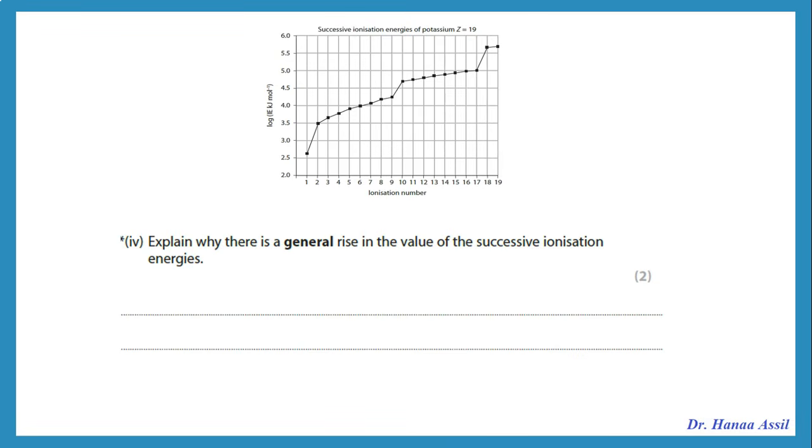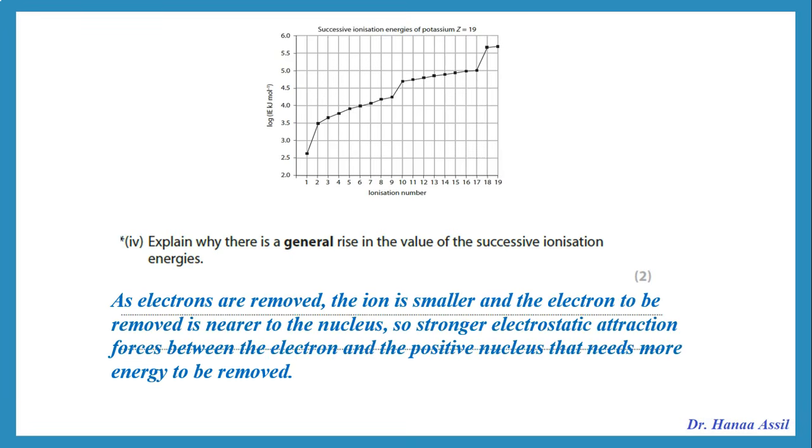Explain why there is a general rise in the value of the successive ionization energies. So remember, these are the ionization energies for potassium: first, second, third, until the 19th ionization energy. As we remove electrons, the ion is smaller, the electron to be removed is nearer to the nucleus, so there is stronger electrostatic attraction between the electron and the positive nucleus, and that needs more energy to be removed. And this applies to any atom. As we go from first to second to third ionization energies and so on, these are higher and higher values.